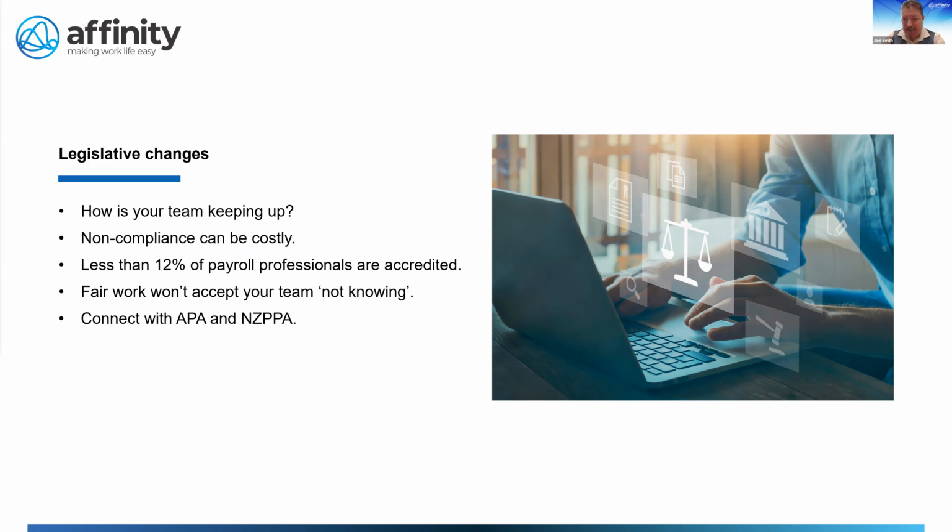So let's put that into another context. If you imagine that only 12% of accountants managing your tax returns were accredited and qualified to do so, you'd be horrified, rightly so. So navigating payroll can seem daunting, but then having unaccredited employees dealing with complex payroll functions, that's a disaster waiting to happen.